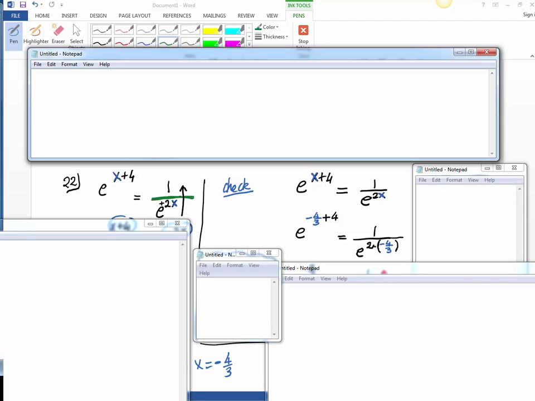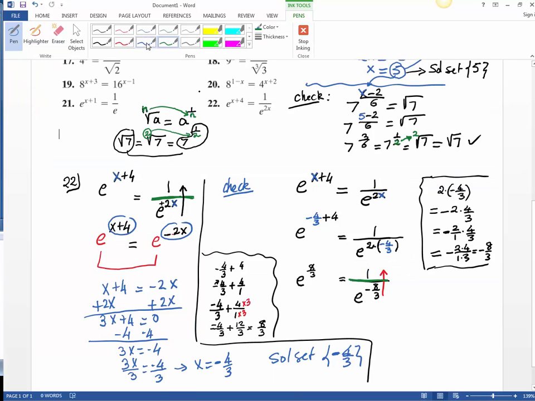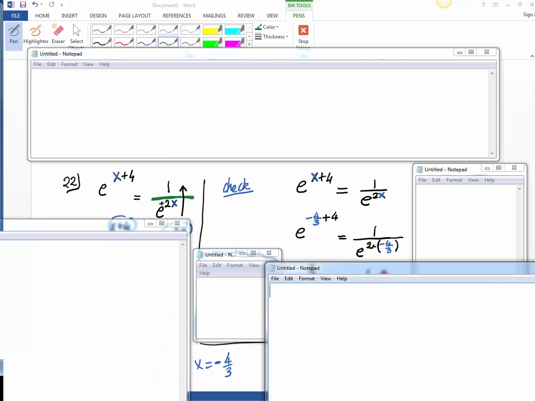Now let's take a look at the following. If we wanted to check that this equation is satisfied by the solution that we got, remember the following. Notice that our equation is next to the number 22, we read e to the power x plus 4 is equal to 1 over e to the power 2x. And if we think that x is negative 4/3, we should replace x by negative 4/3 like I'm doing on the check on the right hand side.